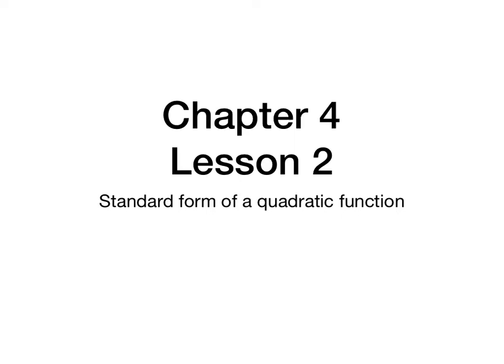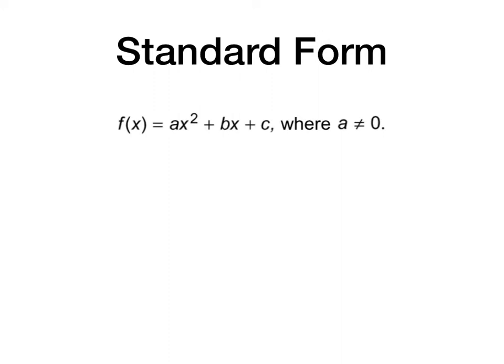4.2 deals with the standard form of a quadratic function. So yesterday and the day before we learned the vertex form, and today we're going to do the standard form. The standard form of a parabola is f of x is equal to a times x squared plus b times x plus c. So the a is what's being multiplied to the x squared, the b is what's being multiplied to the x, and the c is just the constant at the end.